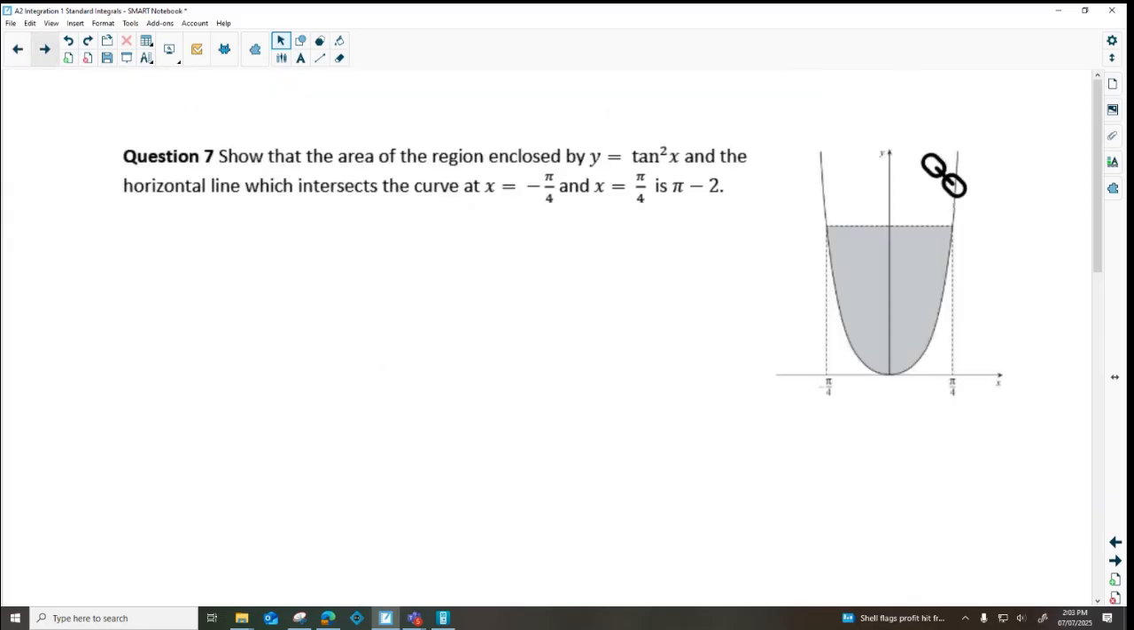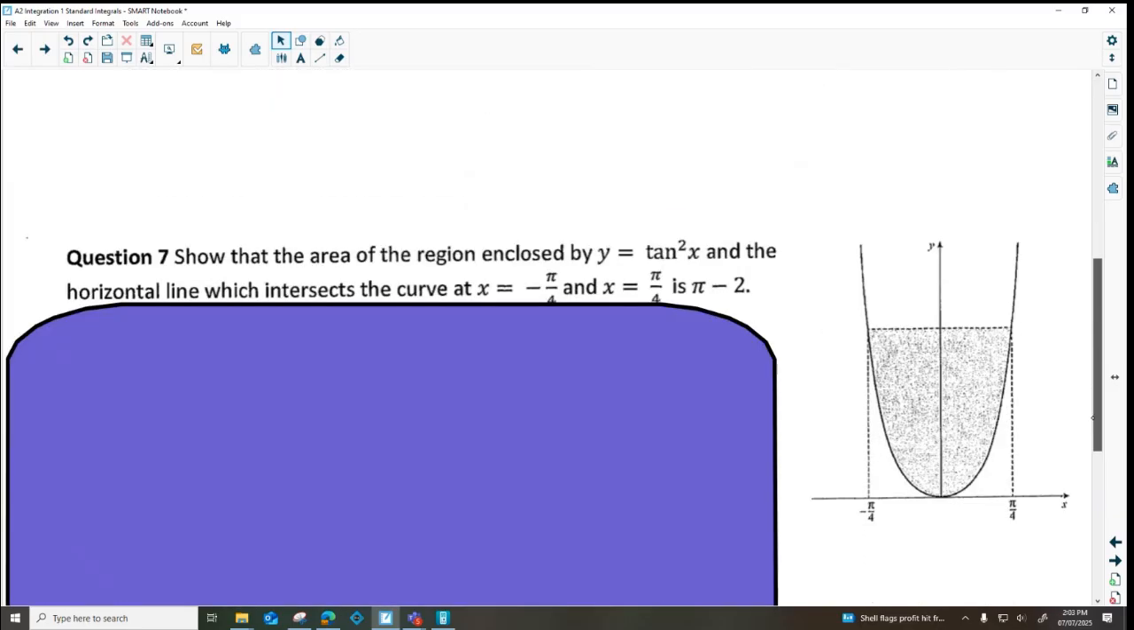So question 7 asks you to do the following. Show that the area of the region bounded by the curve y equals tan squared x and the horizontal line which intersects the curve at x is plus or minus pi over 4. These are obviously angles in radians. I've got to show that the exact shaded area here is given by pi minus 2. Pause the video, have a go at it, then I'll go through the answer.